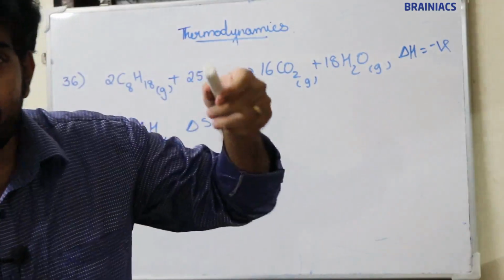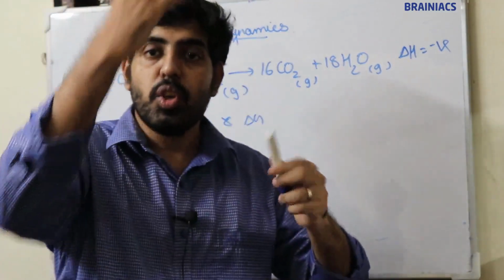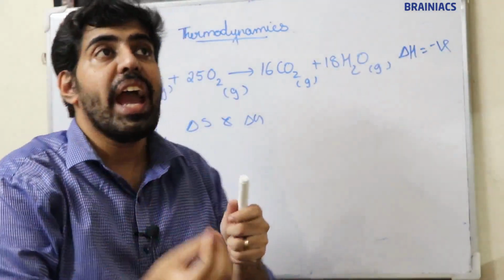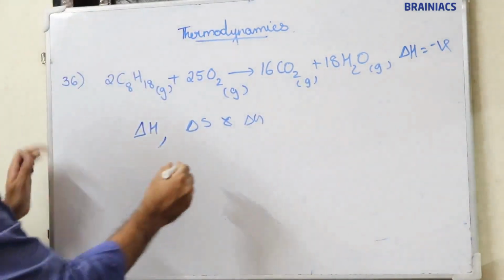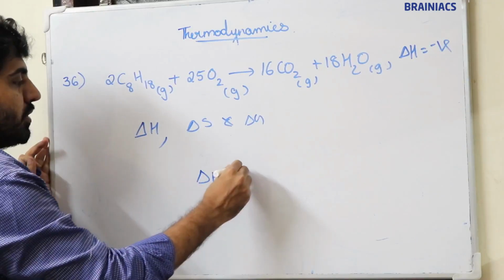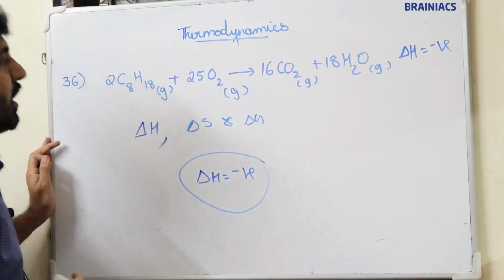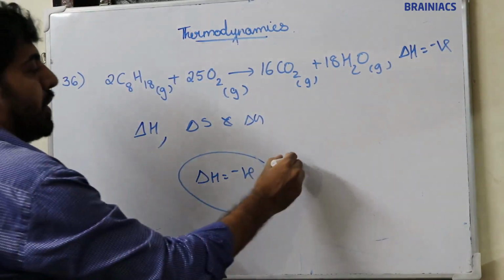If you are burning this pen, energy will be released. So for all combustion reactions, energy will be released, so the delta H value will be negative. We got the value of delta H; it is negative. Right. Now, what is delta S?